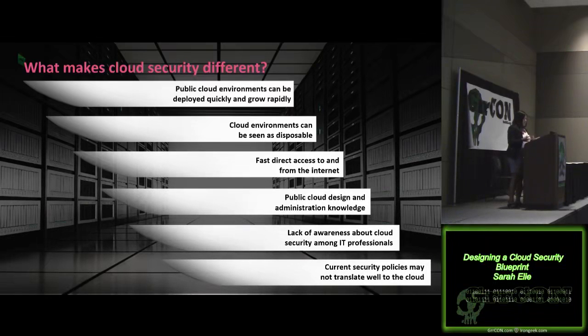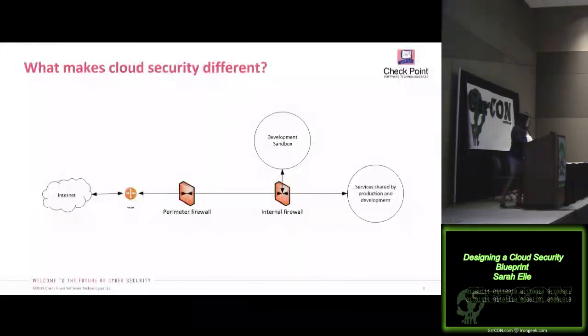With all that in mind, let's take a look at what a development environment in the physical world might look like today. In this example, the company has a perimeter firewall, an internal firewall, and they've got a development sandbox sitting off the internal firewall. Anything in the development sandbox has to traverse the internal firewall. So shared services, going to the internet, all has to pass through this internal firewall.